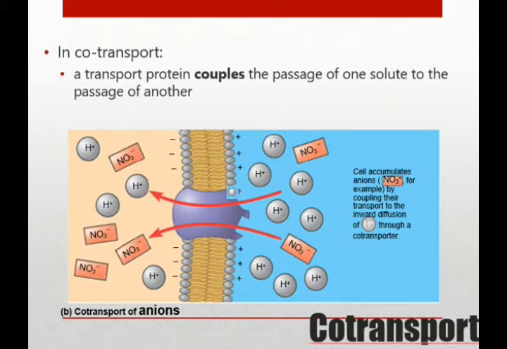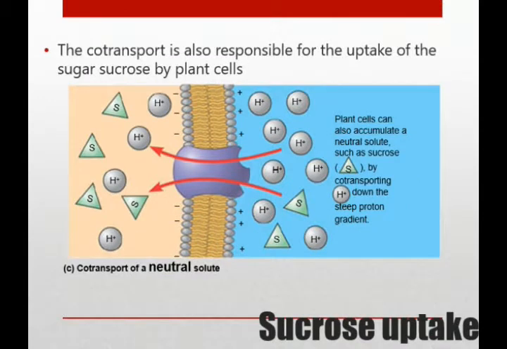Co-transport. In co-transport, a transport protein couples the transport of one solute with the passage of another. So if NO2 wants to get in, it must also be joined with H+. This type of uptake is also responsible for sucrose, which is sugar. Sugar cannot get into the cells by itself, so it needs to be escorted by the H+, which is the hydrogen ions. Through this gradient, sucrose can get in.